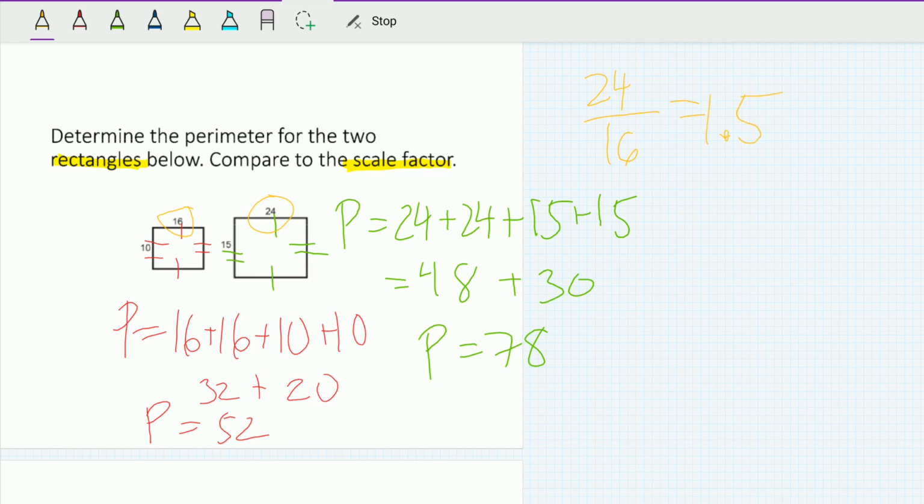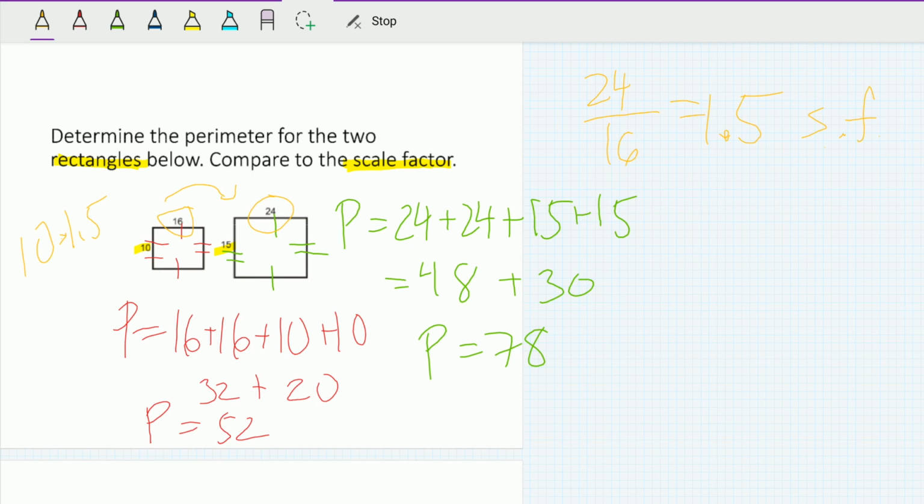So what this means is, to go from the small shape to the big shape, I need to multiply by 1.5. And that makes sense because if we compare the 10 to the 15, 10 times 1.5 is equal to 15, which we know, either using simple math or your calculator. So that right there is my scale factor. I put SF for scale factor.